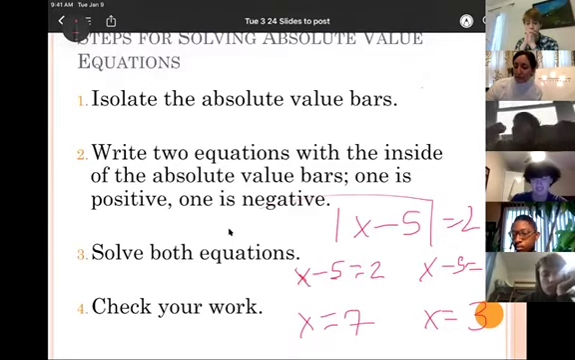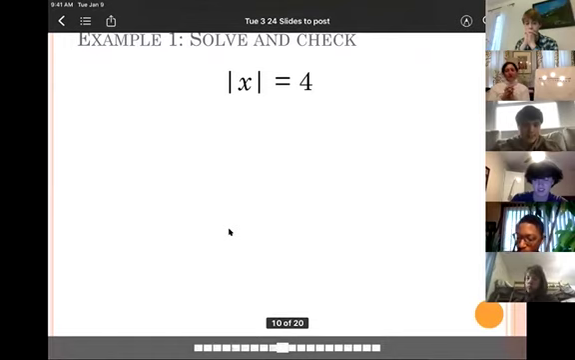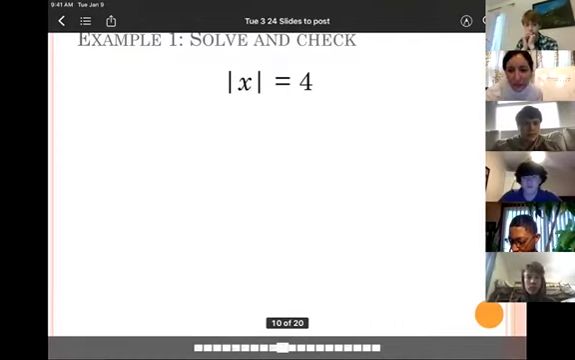All right. So let's try this problem. This one's pretty straightforward. The absolute value of a number is equal to 4. Can you tell me 2 numbers whose distance from 0 is 4? Henry, did you give me an answer? I said 4. Oh, okay. So we have 4. So we've got x equals 4.